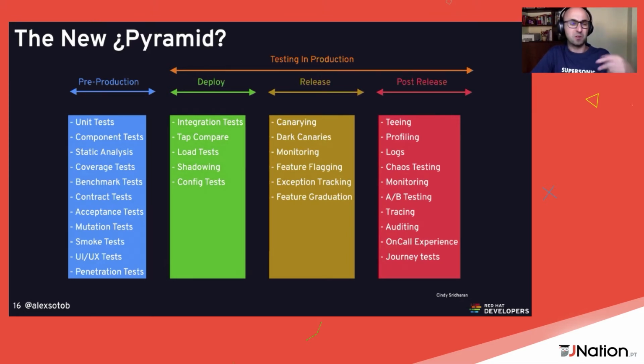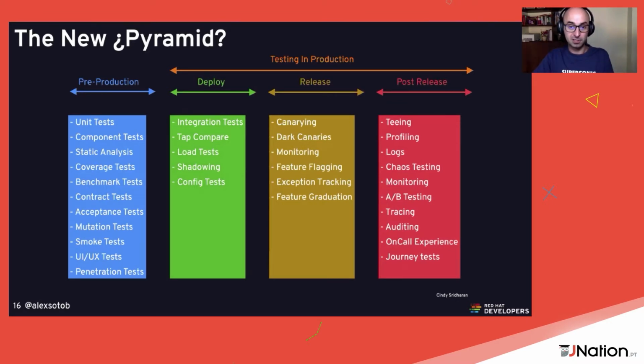For example, unit tests, component tests, coverage tests, benchmark tests, contract tests, acceptance tests, penetration tests, smoke tests, all these kinds of tests happen before we go to production. Usually these tests are run in your continuous integration, continuous delivery deployment. Probably the developers are able to run all of them from their own computer or in some way. But then we've got the second group of columns, which is testing in production. That is this orange line, which says that all these columns are for testing in production.